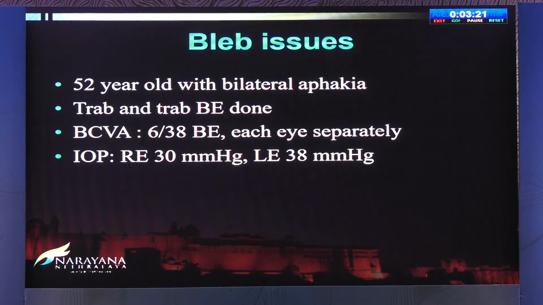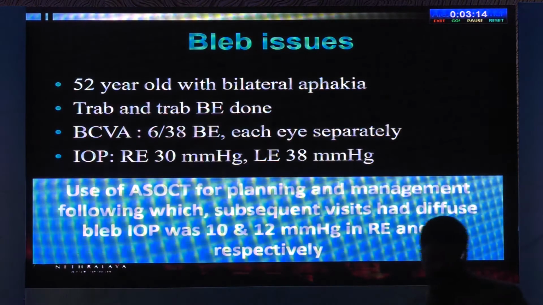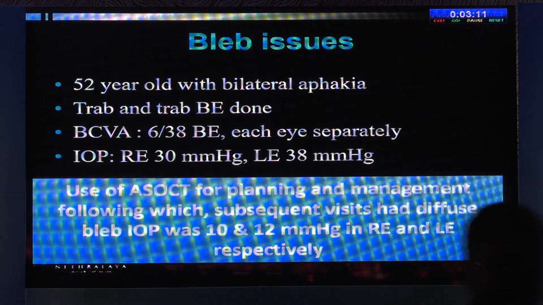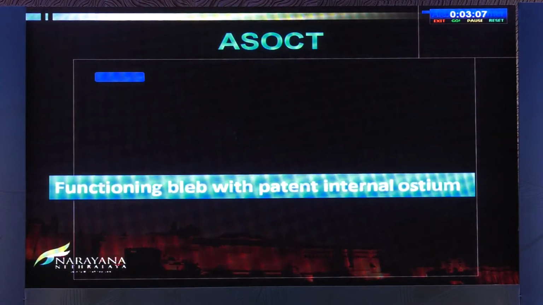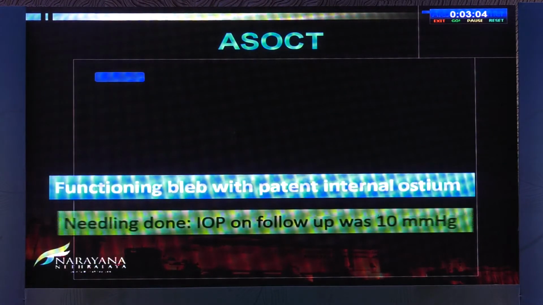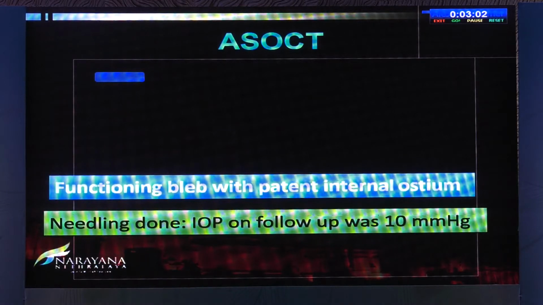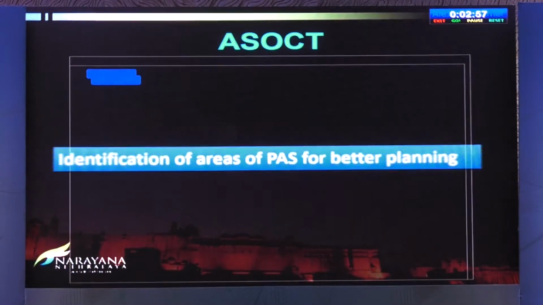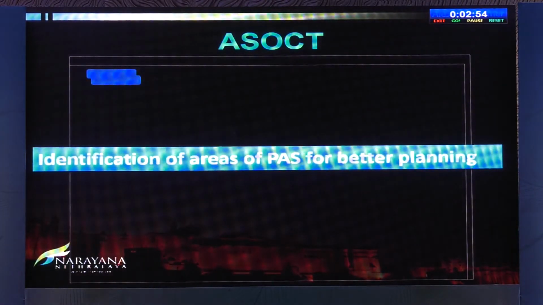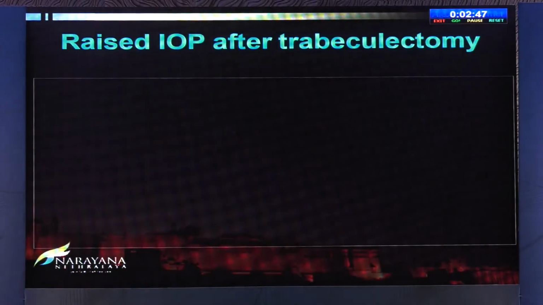Now this is another example where the patient had undergone trab and trap in both eyes and came back with high pressures in both the eyes. And with the use of ASOCT, we could understand that one of the eyes had a patent internal ostium, and the second eye, again, images are missing. So one of them showed a patent internal ostium where we could do the needling. The second showed that there was a PAS, so we could do the second trap for that patient, and both the eyes could be managed.